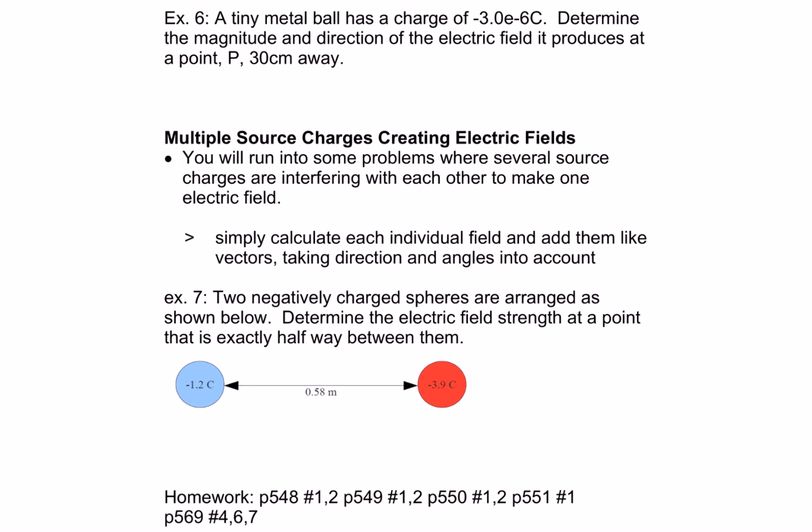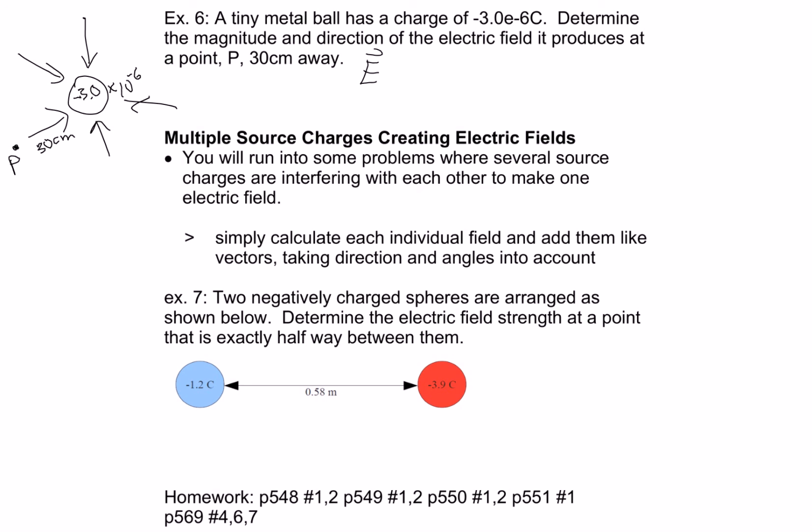So one more example. So this one we have an object that has a charge of -3 times 10 to the -6. And the question is, what would the electric field be if you were 30 centimeters away? So we don't need to worry about a test charge or anything like that anymore. We just have our charge of the object, -3 times 10 to the -6. So we know that because it's negative, our electric field will be inwards. And the question's saying, what is it at some point P that's 30 centimeters away from the charge?